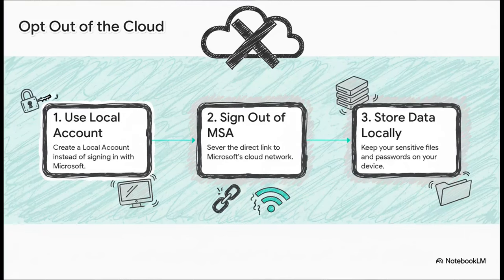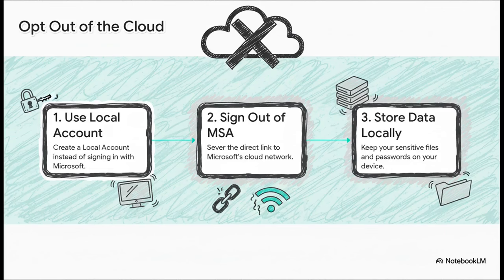The most direct way to handle this is to simply opt out of the network. You can dive into your Windows settings and create a local account. By signing out of your Microsoft account and just using a local one, you effectively cut that cord to the cloud. Your data stays on your machine, where it belongs, and you immediately get back a huge degree of control and privacy.